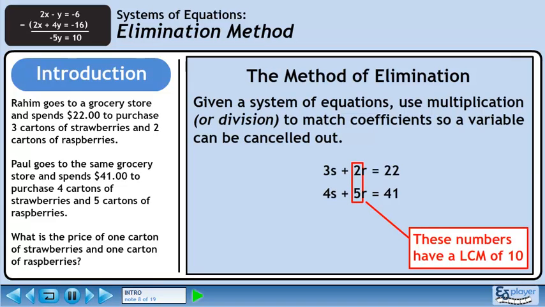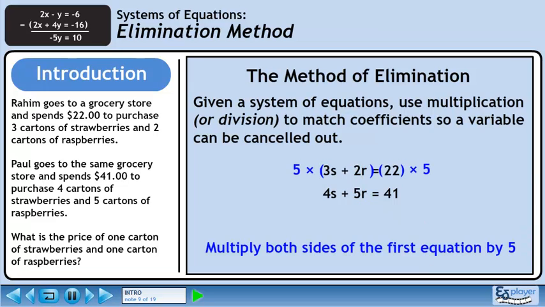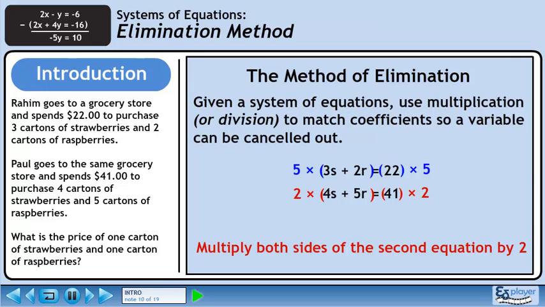In our equations, let's try and match the coefficients for r. You could have just as easily picked s, but we'll use r in this example. The coefficients 2 and 5 have a lowest common multiple of 10. Multiply both sides of the first equation by 5 so the r coefficient becomes 10. Now multiply both sides of the second equation by 2 so the r coefficient becomes 10 here as well.